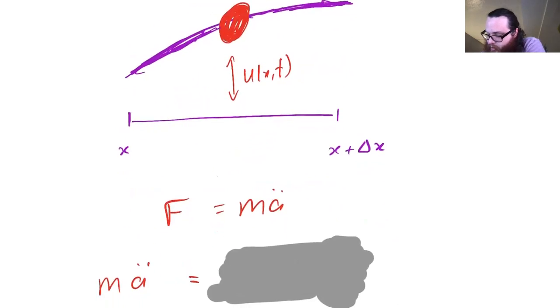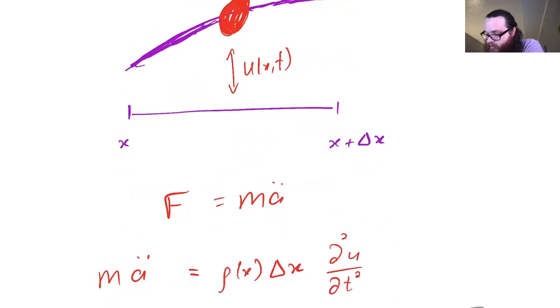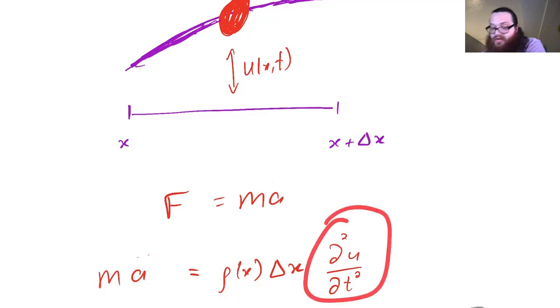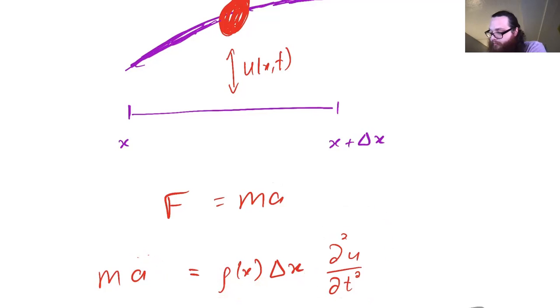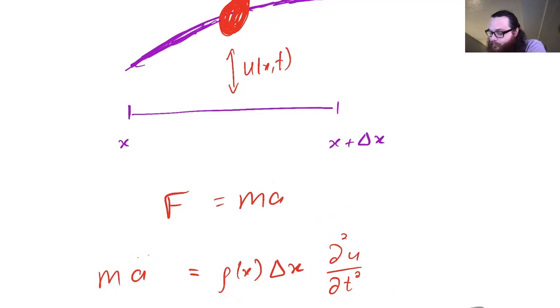Cool. So what is mass times acceleration in this case? Well, that's going to be your mass density times length. So this is going to be mass. And then this acceleration term, which actually should not have these dots, is just going to be the acceleration of the position of the particle, which is the second time derivative. And so that's how this second time derivative shows up. Cool.